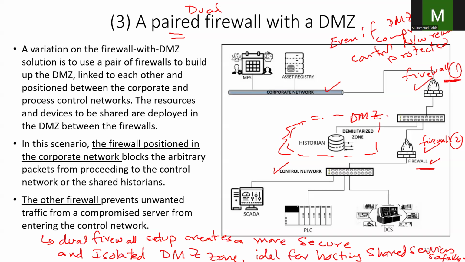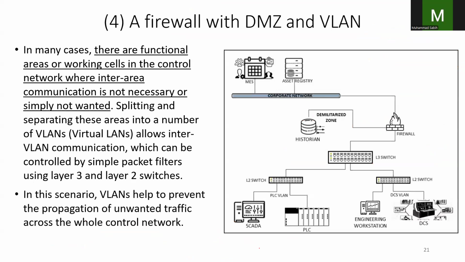Okay, so the next thing is, right, this is the last slide in this video. Now let's look at a more advanced firewall design using both the demilitarized zone, like this Historian, and VLAN. So we have VLAN also. You can see that we have a PLC VLAN and a DCS VLAN here.